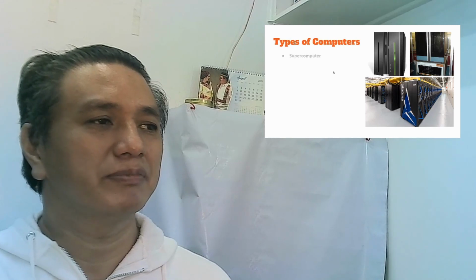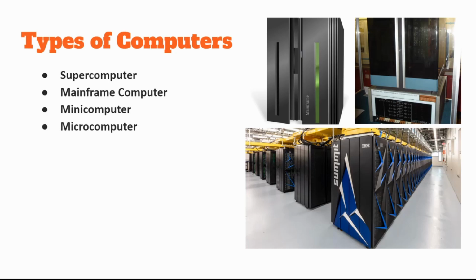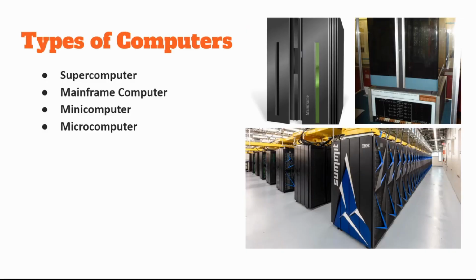The first one is what we call the supercomputer. Next is the mainframe. And then there's the minicomputer. Lastly, the microcomputer. The microcomputers are the ones that we're always using. Right? These are the microcomputers. And what are the microcomputers?